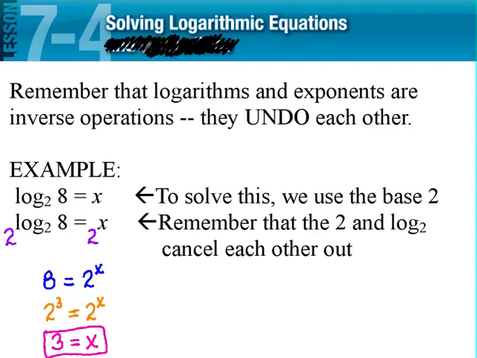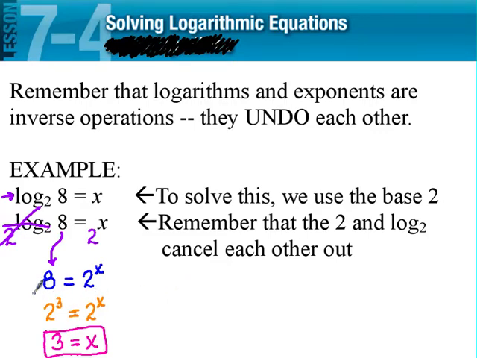They undo each other. Remember, logarithms and exponents are like multiplication and division, addition and subtraction. So they're like peas and carrots. They undo each other. And I have an example down here below of how we solve this. If I have the equation log base 2 of 8 equals x, what I do to undo that logarithm is raise both sides to the 2, and then those are gone. That leaves me with just 8 equals 2 to the x power.